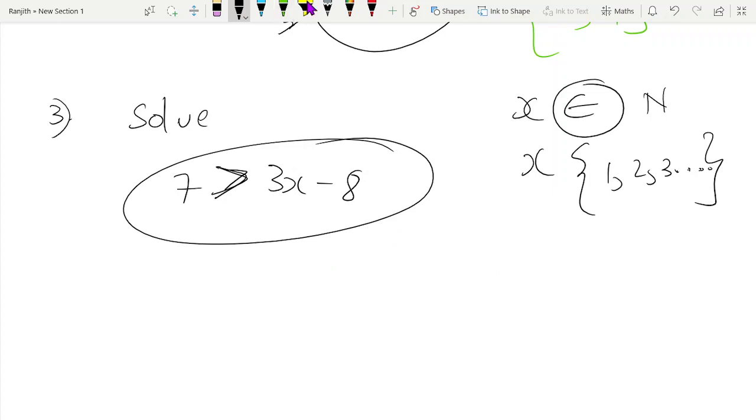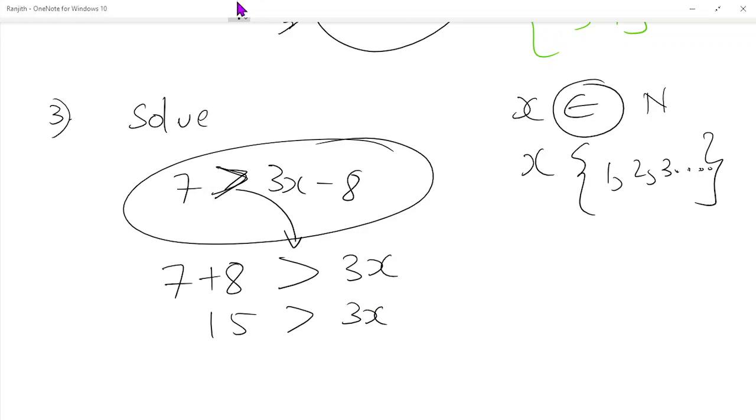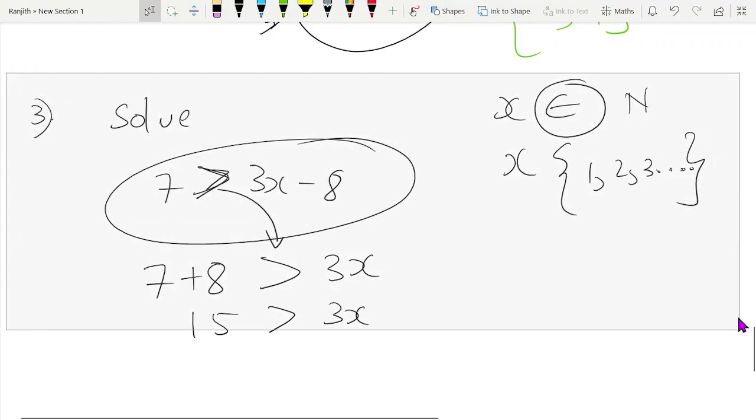Yes, Mariana, what is it? So what's the answer for this? X is greater than, I mean, minus 8 goes to this side and becomes plus 8. Look, this symbol remains as it is, students. Don't change this. Greater than remains as it is. So what's the answer? 7 plus 8 is 15.